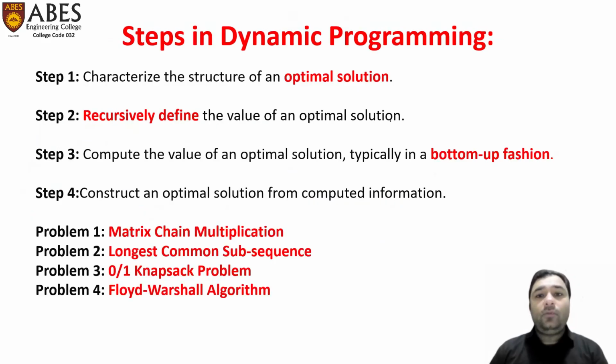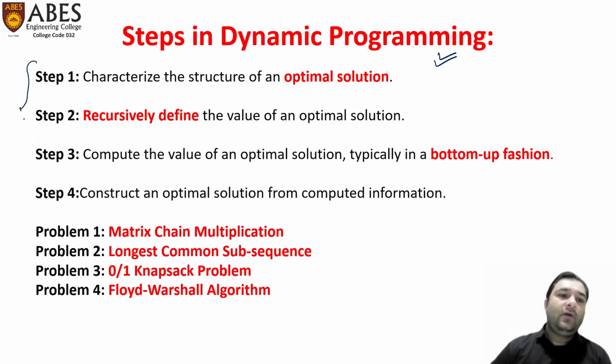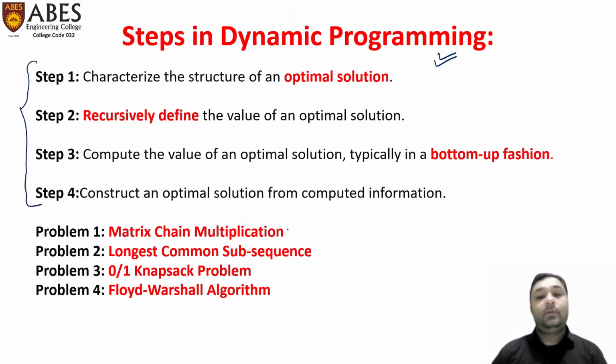Now, these are the four basic steps that must be taken into consideration while solving any dynamic programming problem. First is to characterize the structure of an optimal solution. We will discuss all these steps while discussing the four basic problems that will be covered during dynamic programming. First step, we have to characterize the structure of an optimal solution. Then we have to define the recursive solution for that optimal solution.